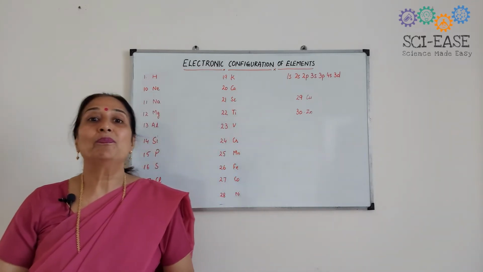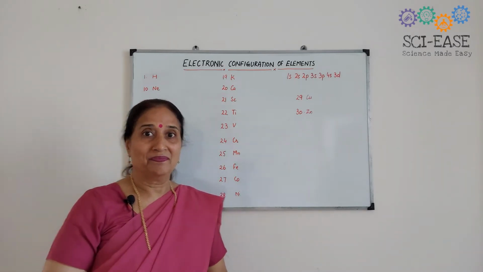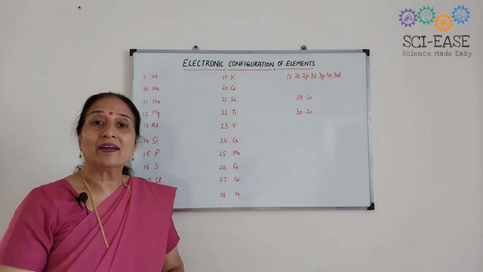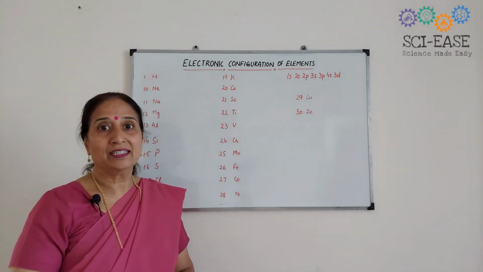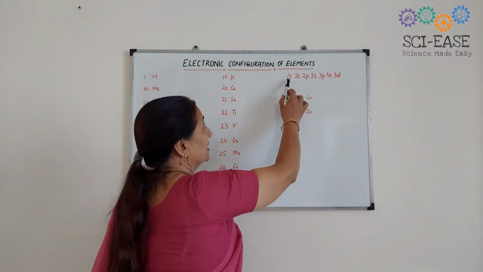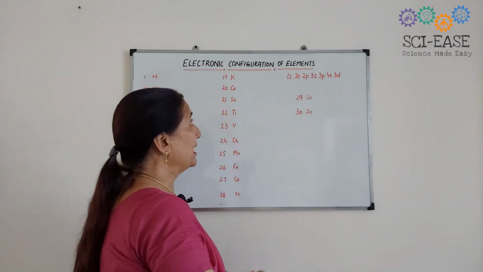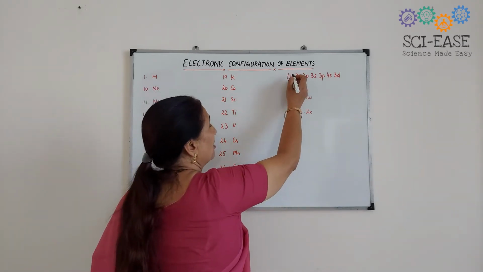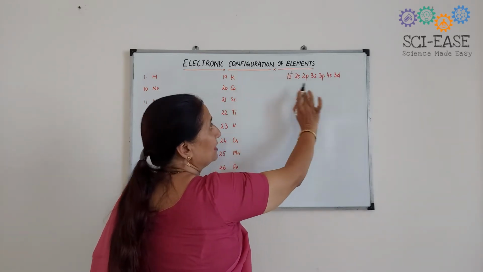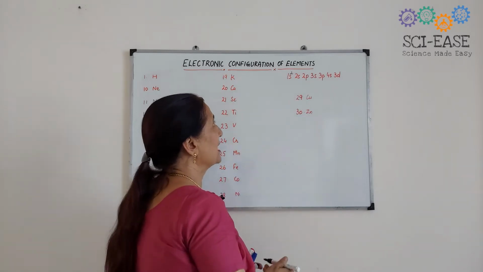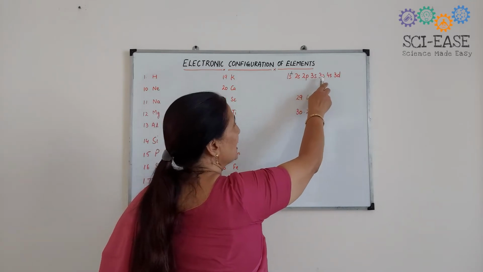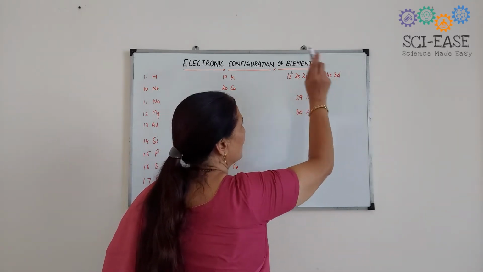So according to Aufbau principle, the orbitals are arranged in order of their increasing energy, and we have concluded that one s subshell can have the maximum of 2 electrons. First, I will tell you the sequence. 1s has the lowest energy. Then comes 2s, 2p, 3s, 3p, 4s, and 3d.